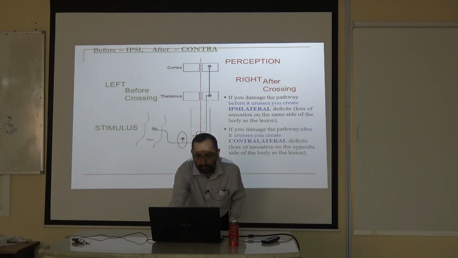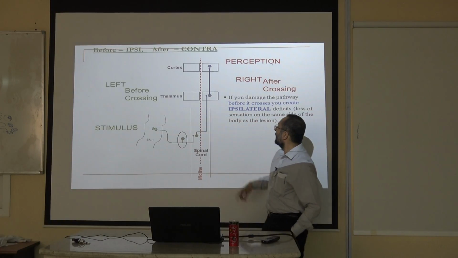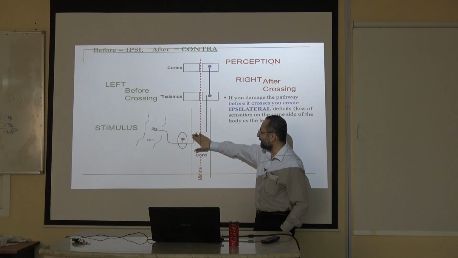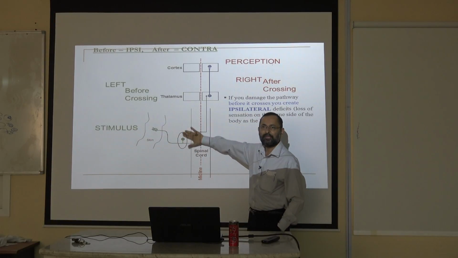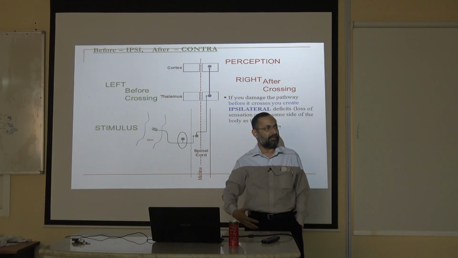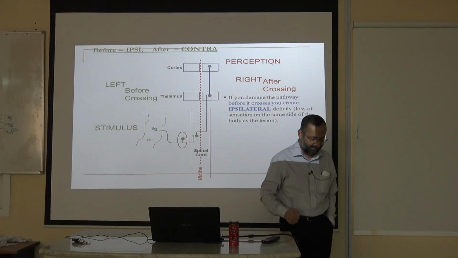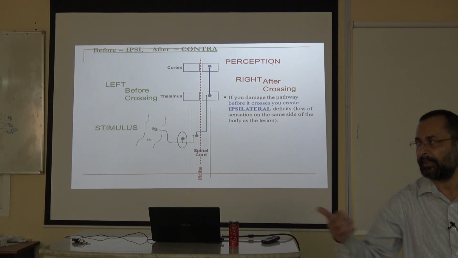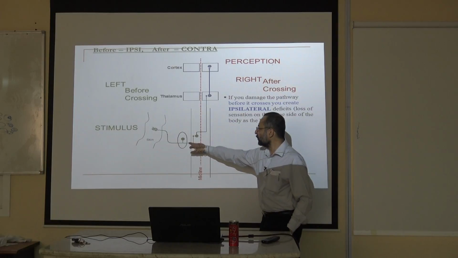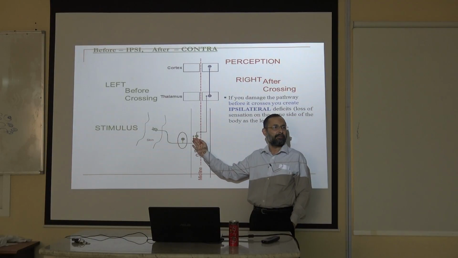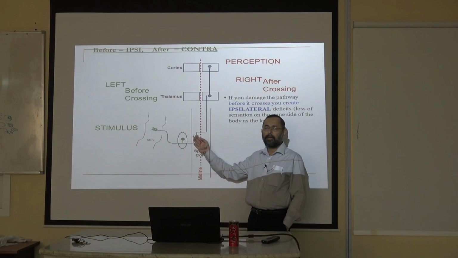Now, let us have an application. If you are damaging the pathway before it crosses, in this area, what will happen? You will have a damage which is ipsilateral. If outside the CNS a nerve is damaged, you will have the same-sided loss, you know that. If inside, as you enter, you damage this area of the spinal cord before crossing, what will happen? Still you will have the ipsilateral loss.